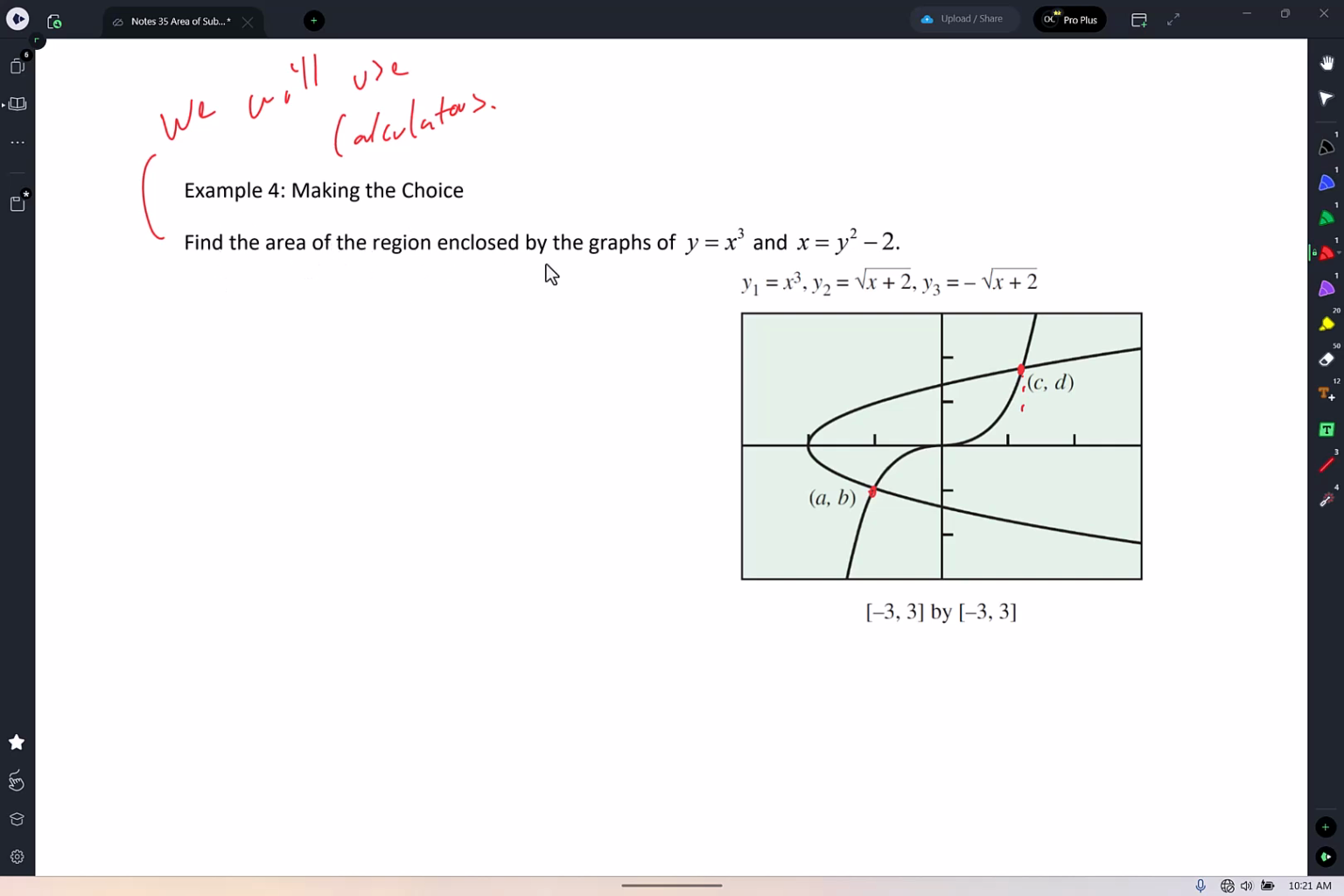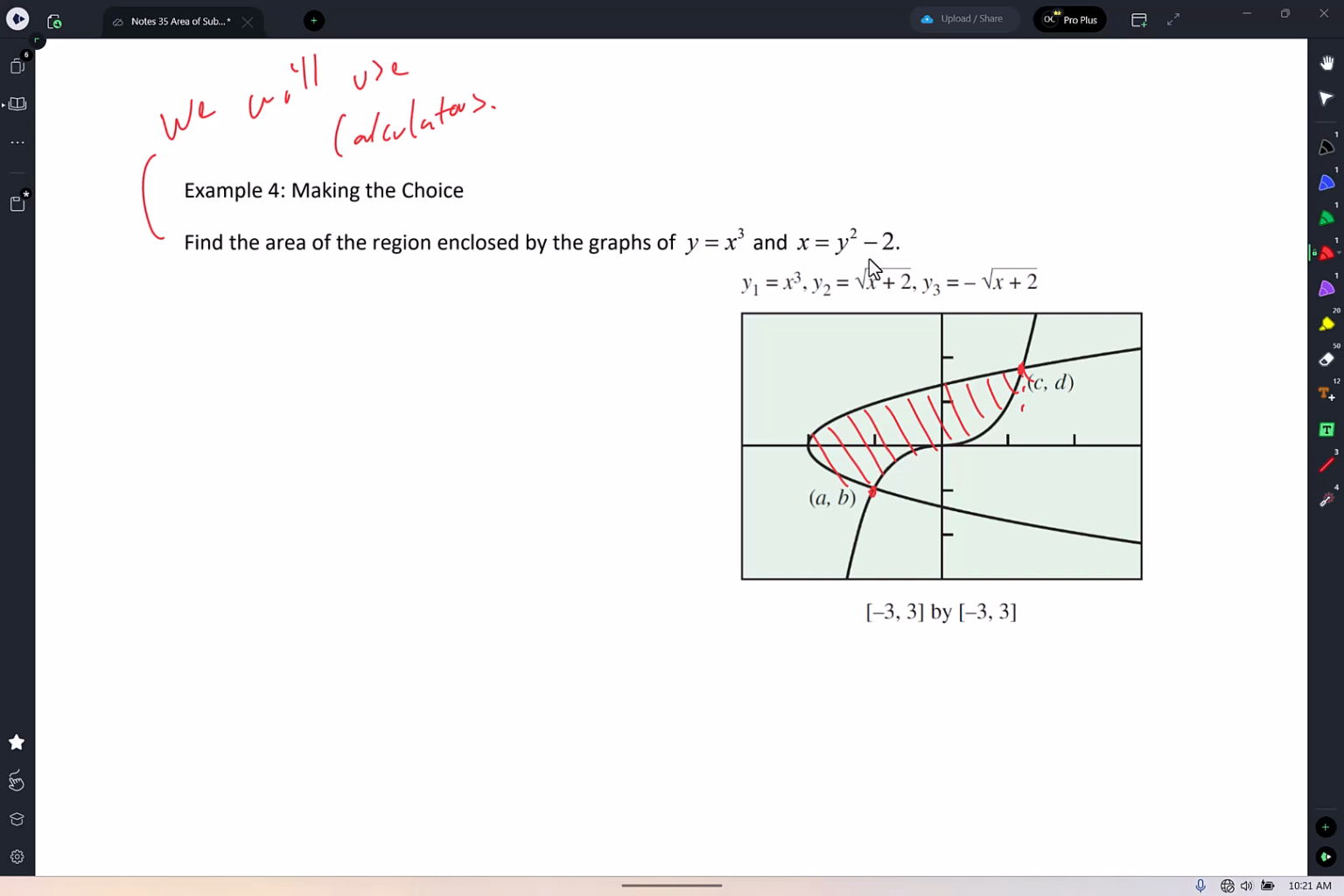Find the area of the region enclosed by the graph y equals x cubed and x equals y squared minus 2. So here it is, guys. This is the region they're talking about right there. Relax. We're not going to do all the heavy computations. We're going to let the calculator do it for us.